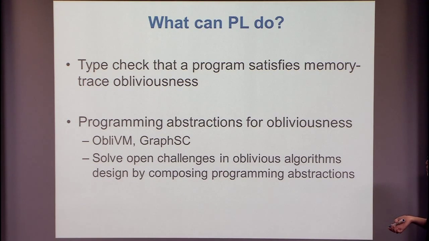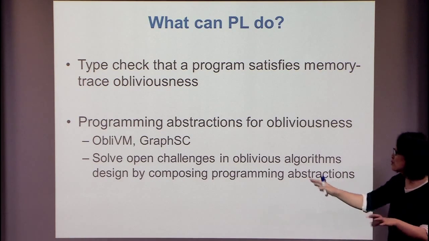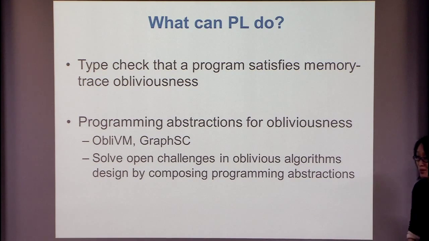What is more cool is that we had these programming abstractions and we are composing them to write new algorithms. What was surprising to us is that by doing so, we happened to solve some open problems in oblivious algorithm design. We realized the thing we end up with is actually more efficient than any oblivious algorithm known previously. So what's the simplest example of an oblivious algorithm?